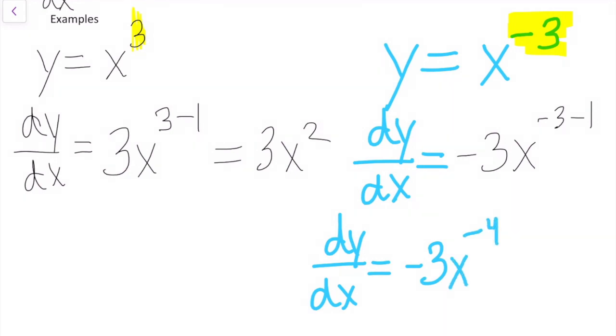Some teachers or professors don't like students leaving their answers with negative exponents. So, in order to eliminate that, you simply bring the x to the negative 4 to the denominator and make the 4 a positive now.